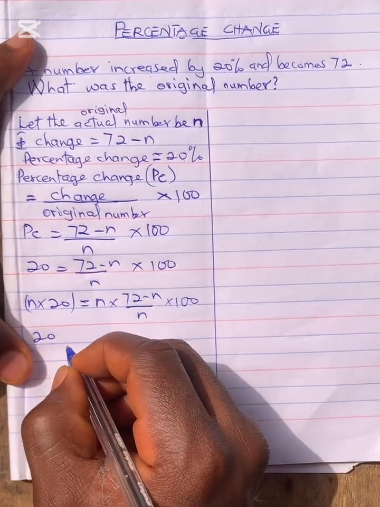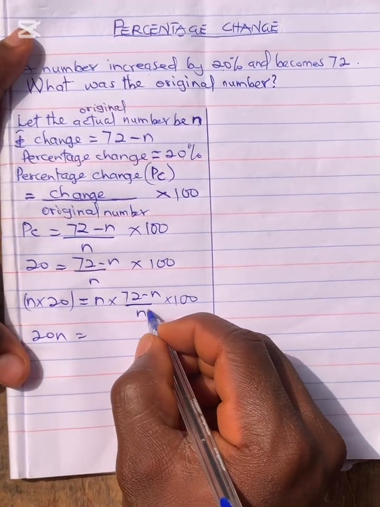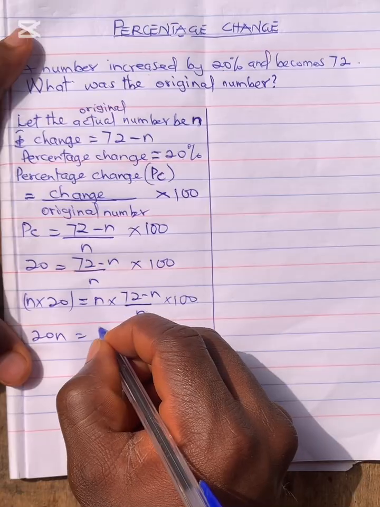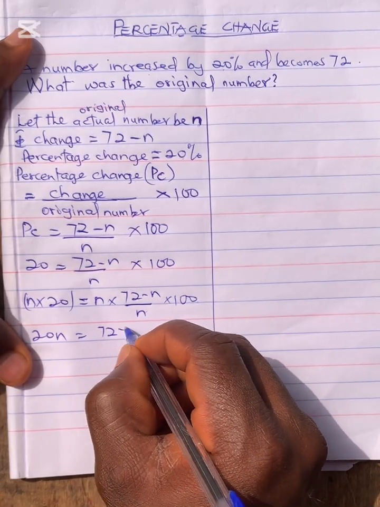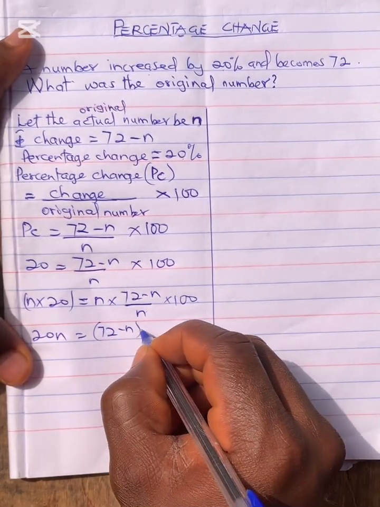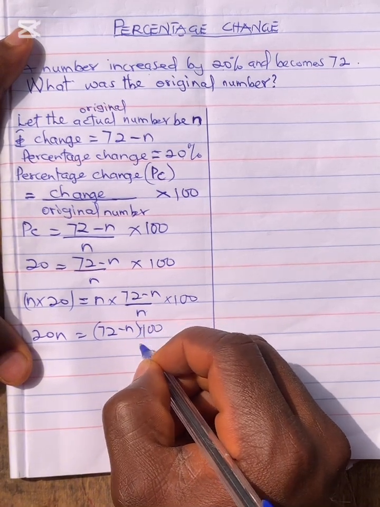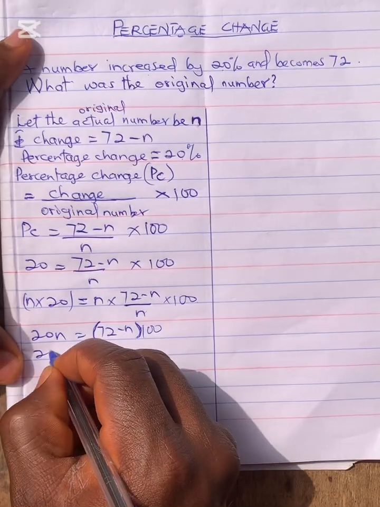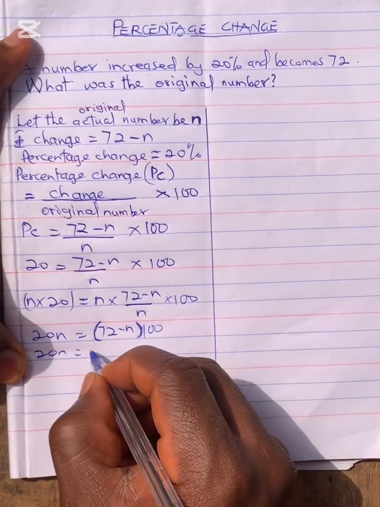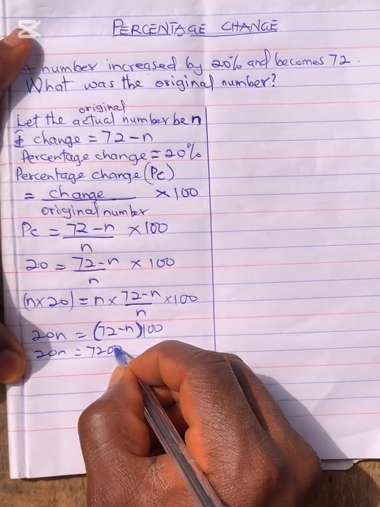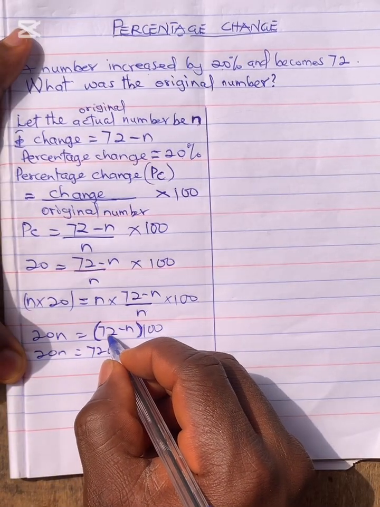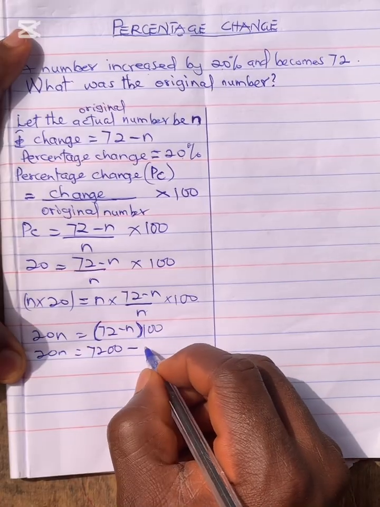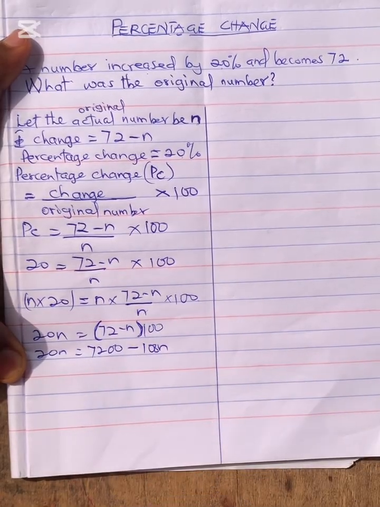So 20N equals, this N cancels the N, (72 minus N) multiplying 100. This bracket means multiplication. So 20N equals 7200, by multiplying 72 by 100, minus N multiplying 100, 100N.